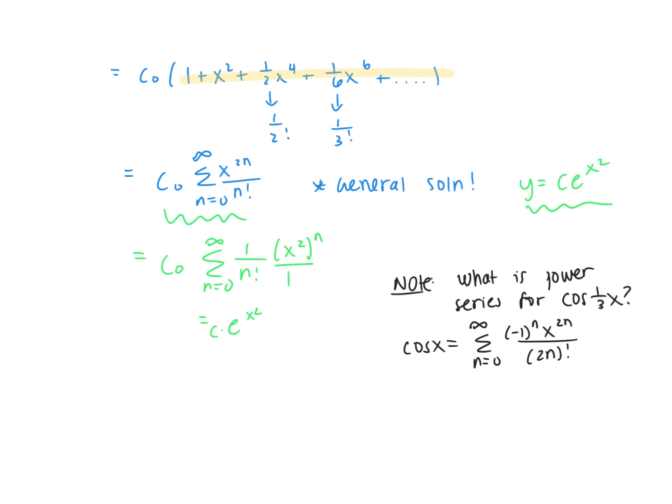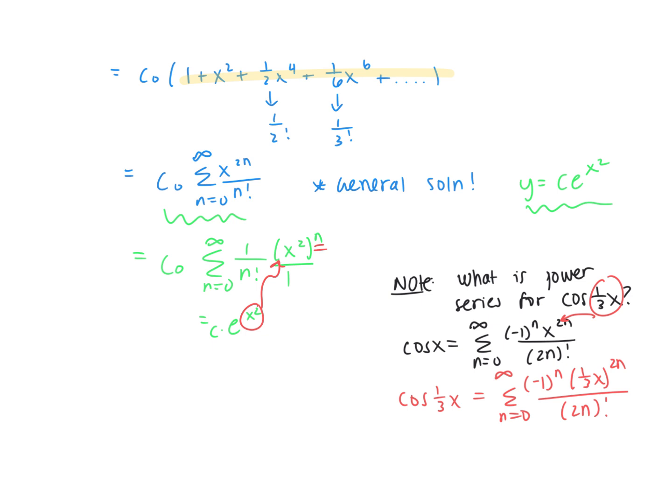All you do for cosine of 1/3 x is you take 1/3 of x and you replace it for x. So cosine of 1/3 x would be the sum from n equals 0 to infinity of -1 to the n, (1/3 x) to the 2n over 2n factorial. So hopefully that makes sense on the previous example, how this x squared just became x squared to the n.